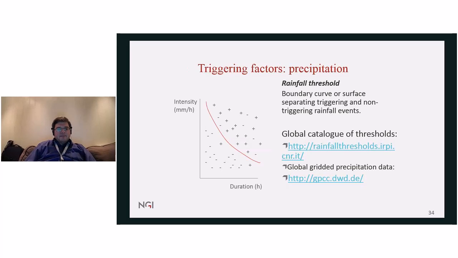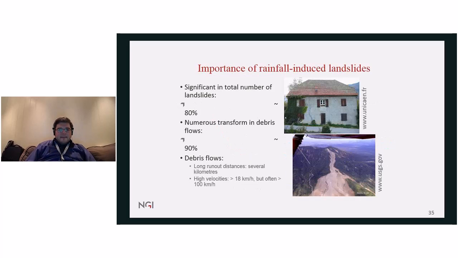So the challenge for risk management, of course, is to be able to derive these threshold curves, which are very useful both for hazard evaluations and also for early warning purposes. Rainfall-induced landslides that occur worldwide are quite important. In some databases, they can be up to 80% of the total landslides.